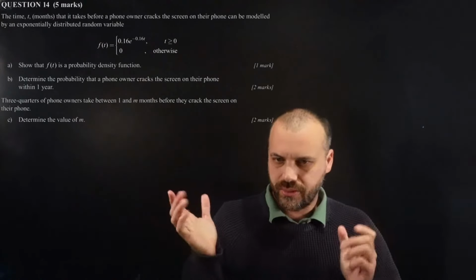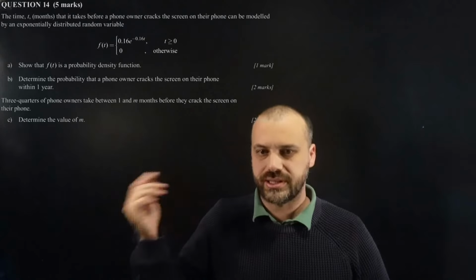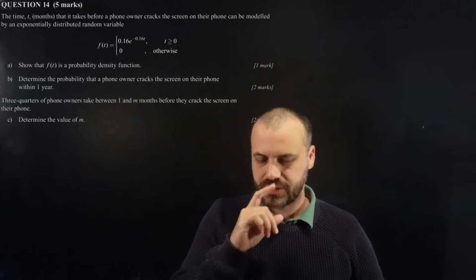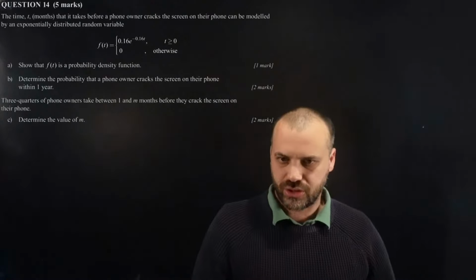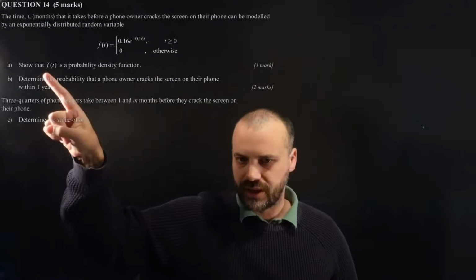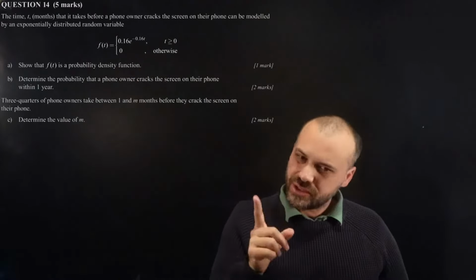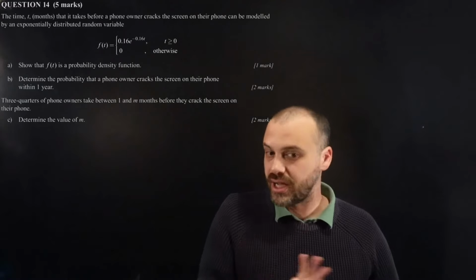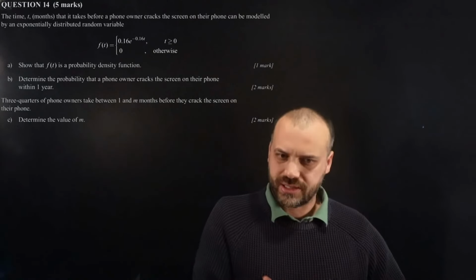Celebrate. So here we are, we're looking at an exponential probability density function question. So there's part A, B, and C. We're going to go through each of these in turn. Let's focus on part A first. Show that f of t is a probability density function. Now this question is strange and the marking scheme is strange for this. So let me break it down for you.